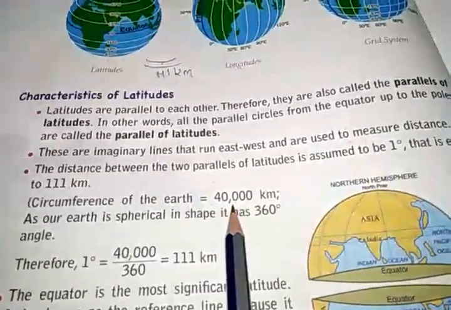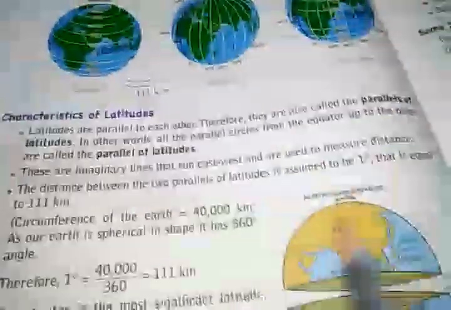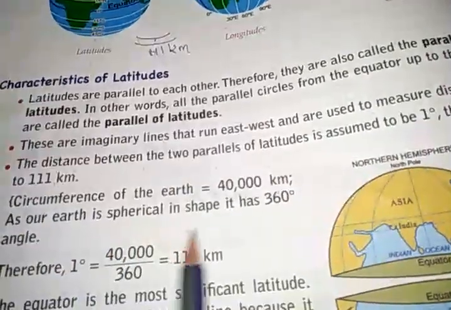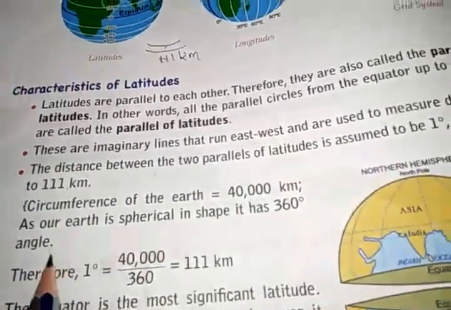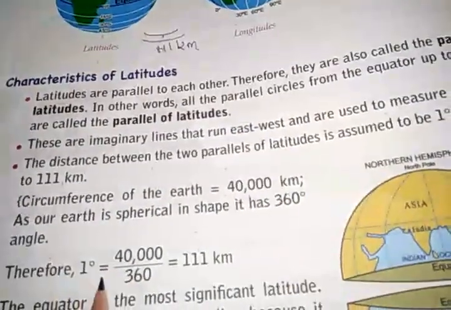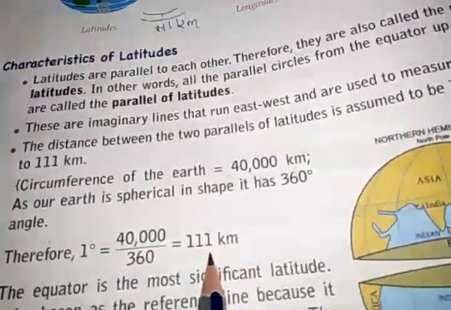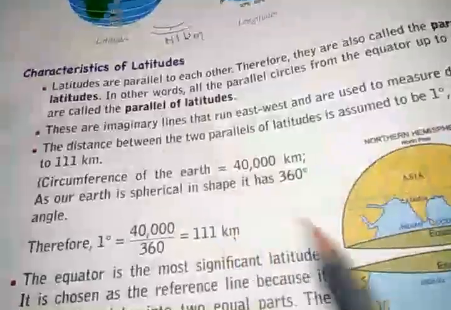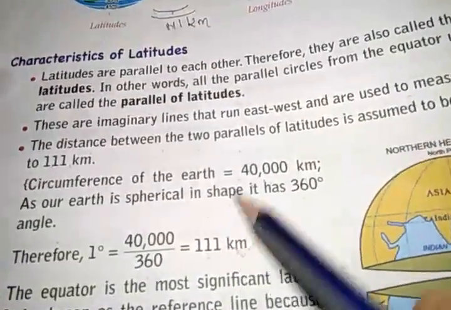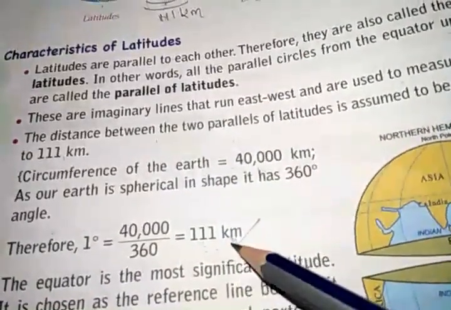Circumference of the earth is roughly 40,000 kilometer. One round circumference is 40,000. As our earth is spherical in shape, it has 360-degree angle. One circle has got 360 degree. Therefore 1 degree is equal to 40,000 by 360. If we divide, we will get 111 kilometer. So this explains how the distance between two parallels or two latitudes is 111 kilometer.